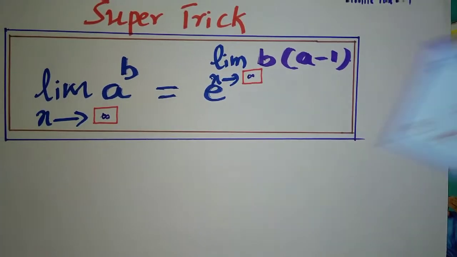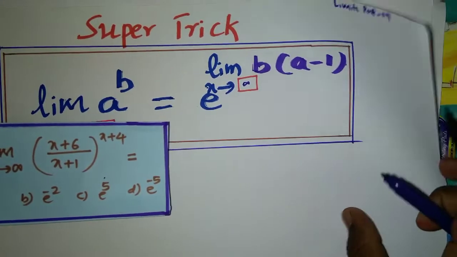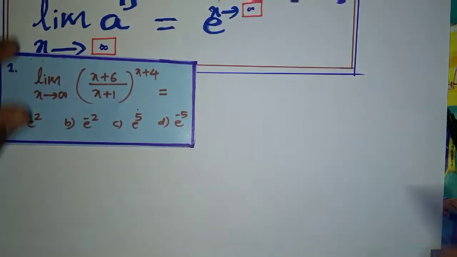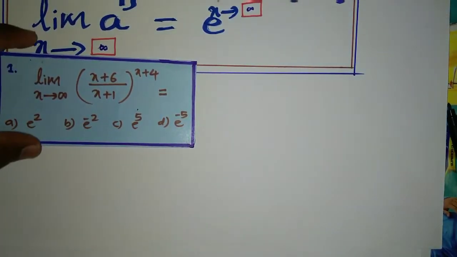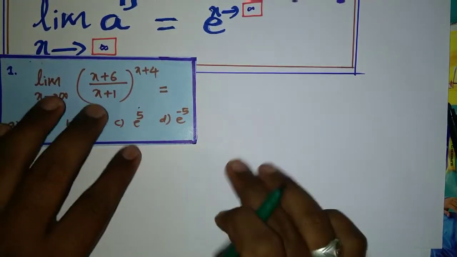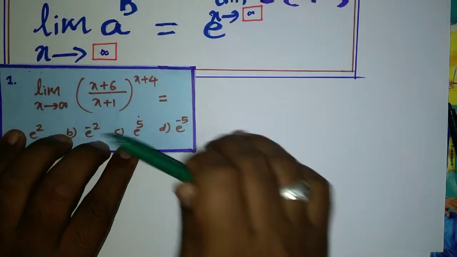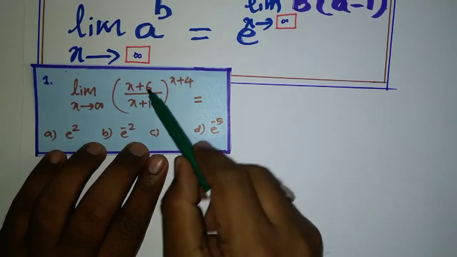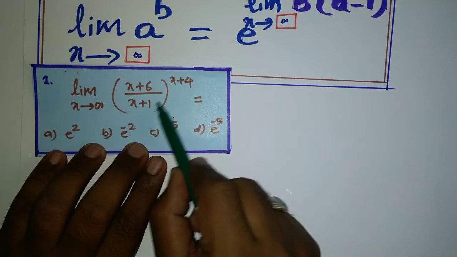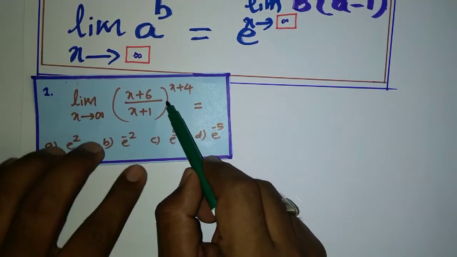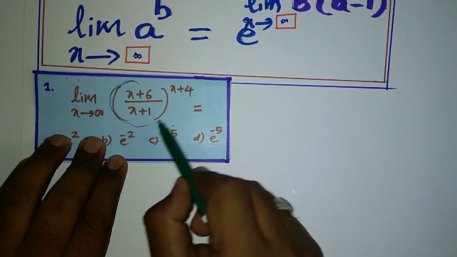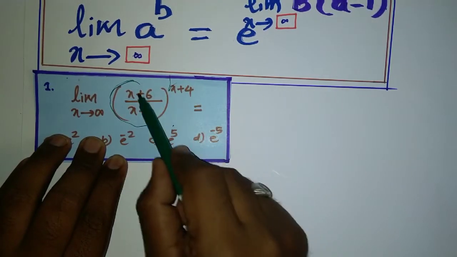The first numerical comes now. Hope you remember the formula, students. What is the first question? Question number 1. Limit x tends to infinity, ((x + 6) divided by (x + 1)) whole to the power of (x + 4). Here this is a, and this is b.